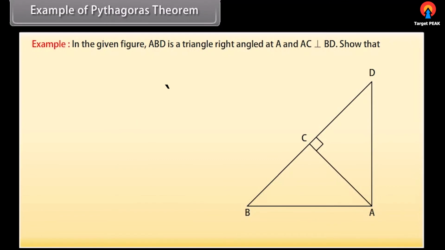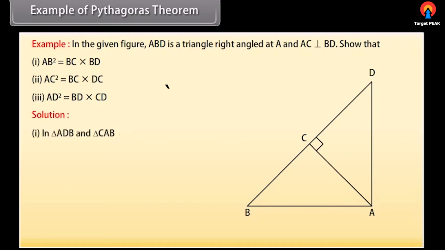In the given figure, ABD is a triangle right-angled at A and AC is perpendicular to BD. Show that 1. AB square is equal to BC into BD. 2. AC square is equal to BC into DC. 3. AD square is equal to BD into CD.